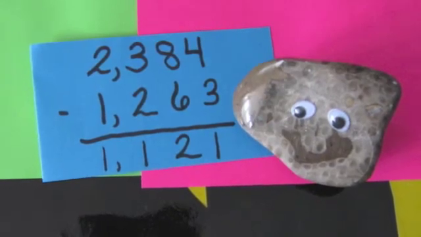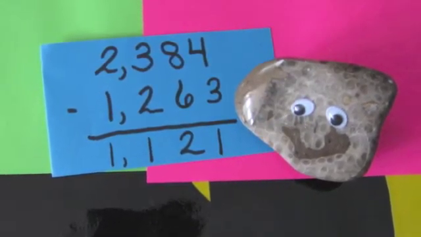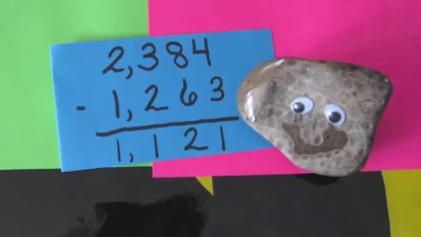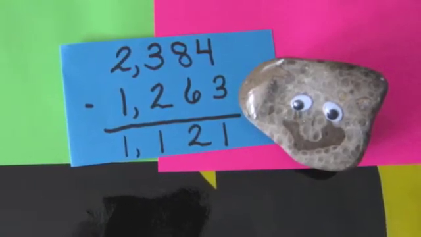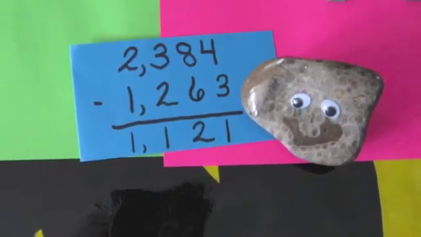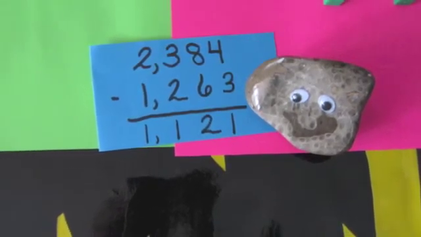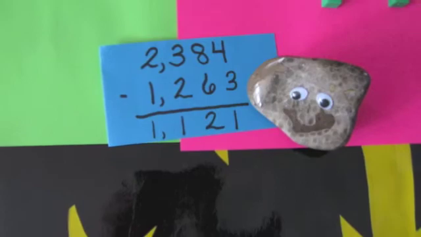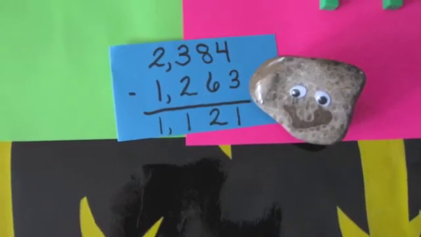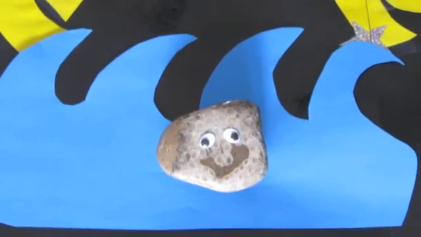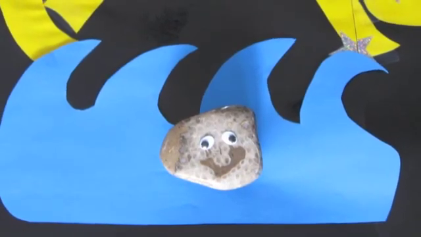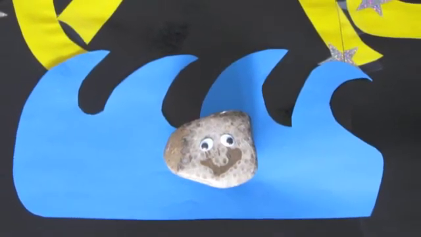For this problem, we did not have to do any regrouping because all of the digits on the top are greater than the digits on the bottom. 4 is greater than 3, 8 is greater than 6, 3 is greater than 2, and 2 is greater than 1. Hey, not so bad, great kids! We just subtracted greater numbers without regrouping.